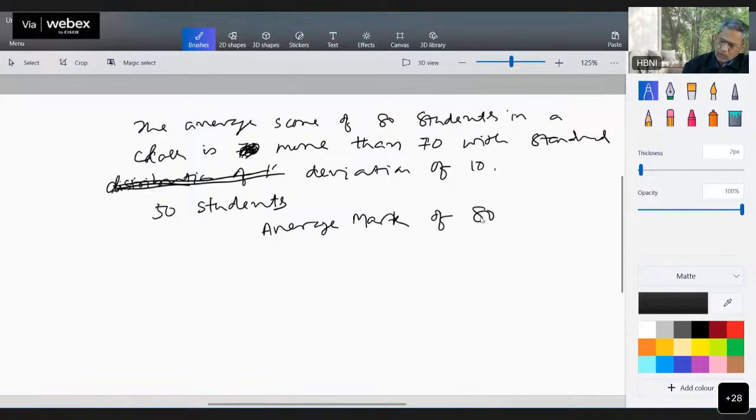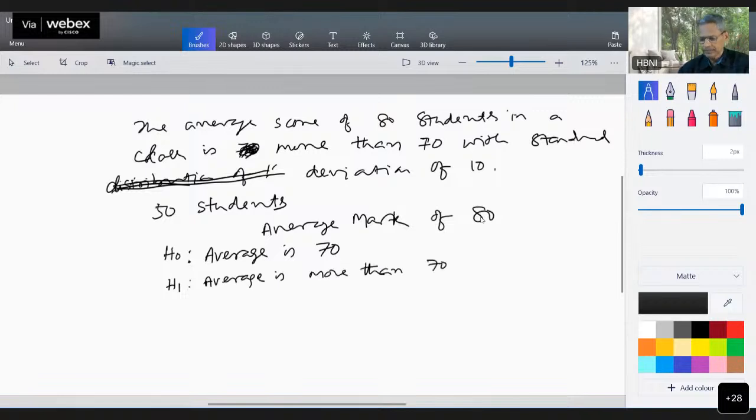So then my hypothesis, how do you write it? You have to write, as I discussed last time, a null hypothesis. The null hypothesis is that the average mark is 70. This is my null hypothesis. My research hypothesis or alternative hypothesis is that the average is more than 70.